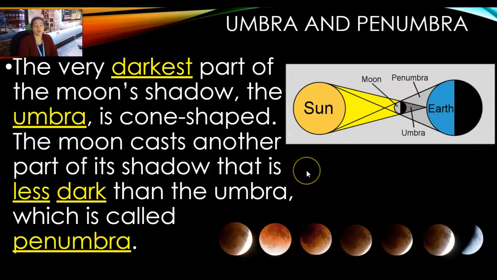All right. So part of the lunar eclipse is called an umbra and a penumbra. The darkest part of the moon's shadow is the umbra. It is cone-shaped. The moon casts another part of its shadow that is less dark, called the penumbra. I think I have the opposite side; this should actually be on the other side. So right here, you'd see the umbra. The penumbra would be more like that.